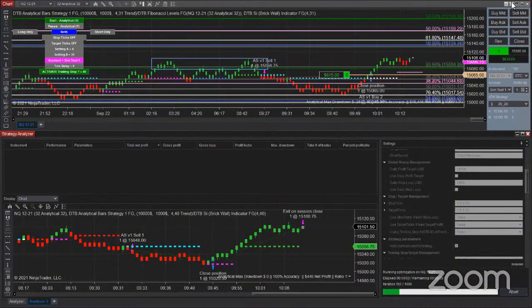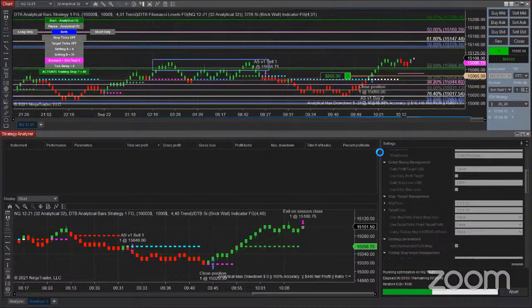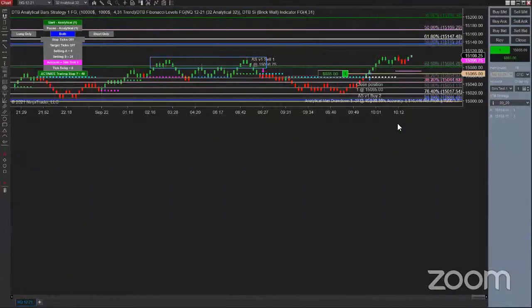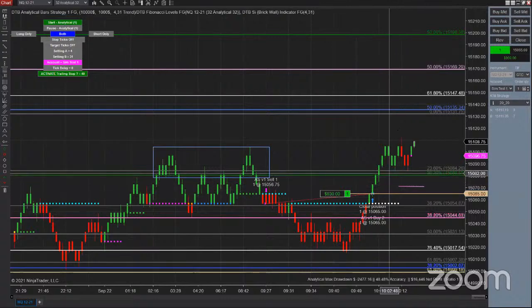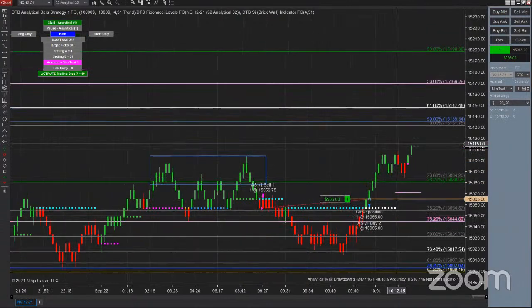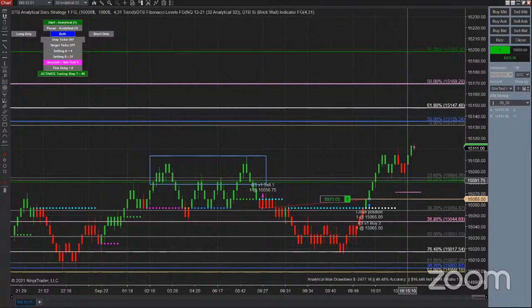So basically what they did there is they suckered in some more people who were in long positions, took out their stops, and then ran the price up again. It's just the behavior of what they do.